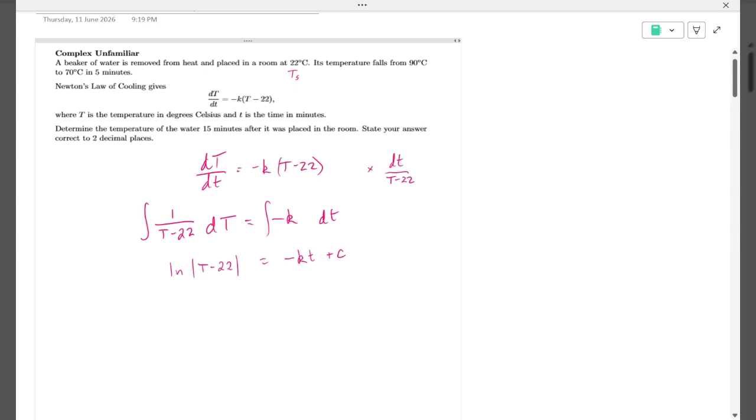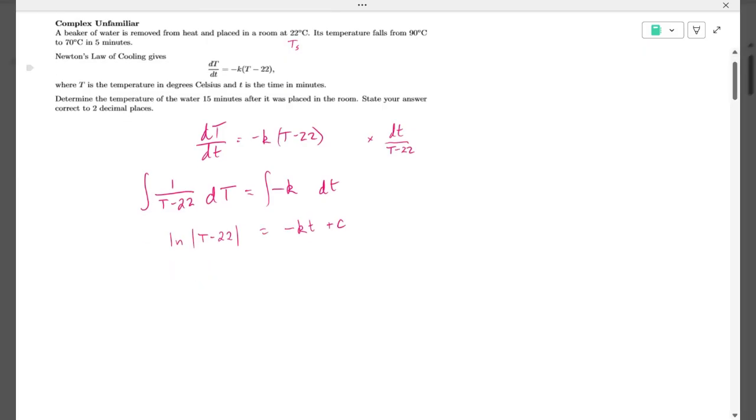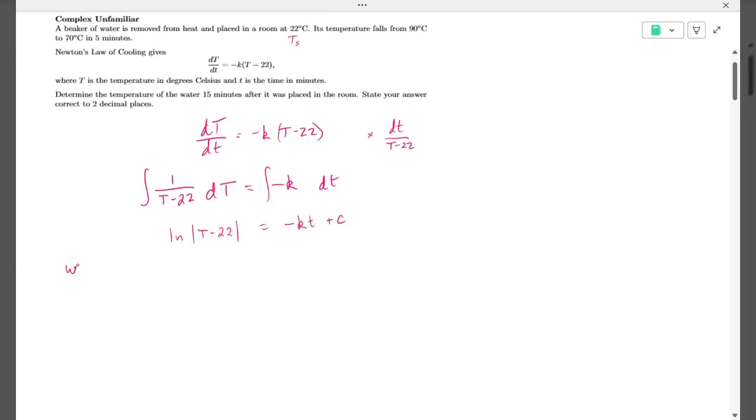Then it says determine the temperature of the water in 15 minutes. They give me some information before that, though. Here it is. The temperature falls from 90 degrees to 70 degrees in 5 minutes. So that's giving me 2 bits of information. When little t equals 0, capital T is 90. So I can have an equation, the natural log of 90 minus 22 equals negative k times 0 plus c. And if I just simplify 90 minus 22, I believe I get 68. Log of 68 must equal c.